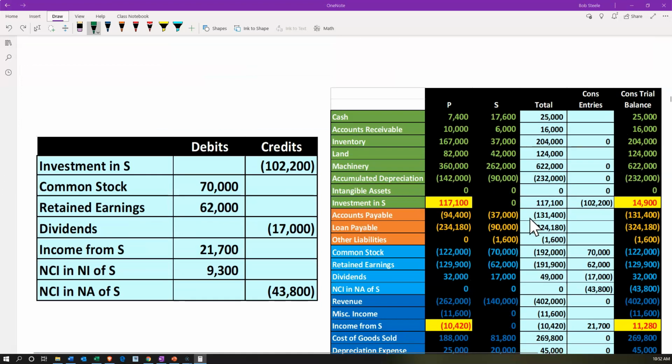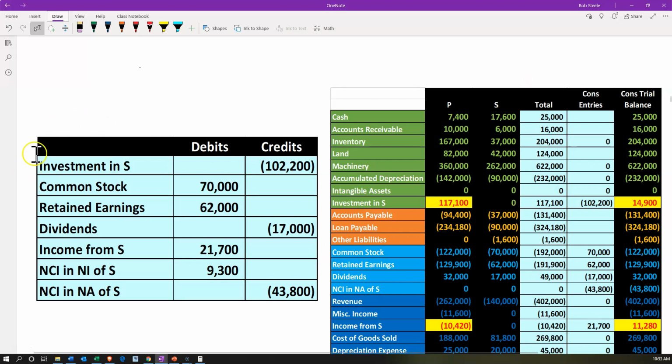Now let's finally do our consolidation. We're down to the point where we actually get to do the consolidation worksheet, which is exciting. Been waiting for that to happen. So now we've got P's books, we've got S's books here, and we're going to total them up. Standard process, we total them up here. Then we're going to do our consolidation entries.